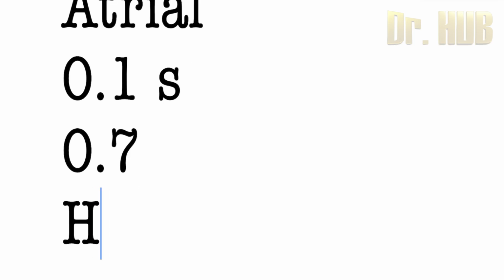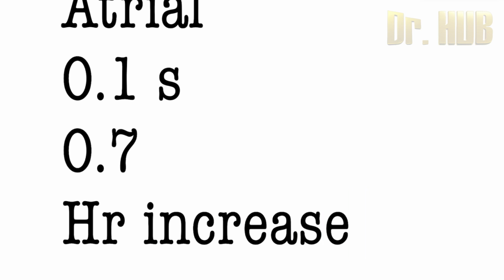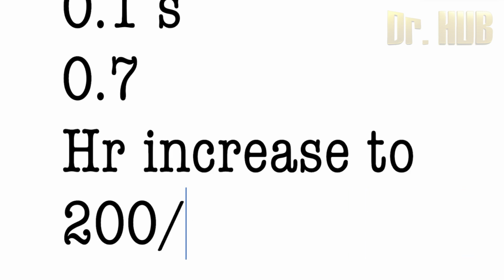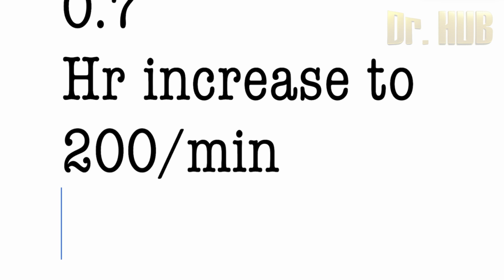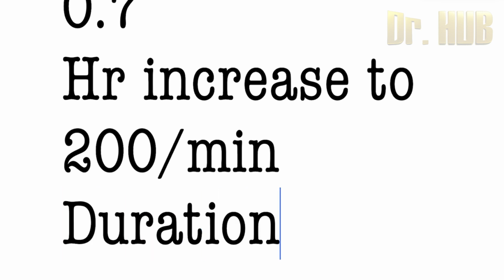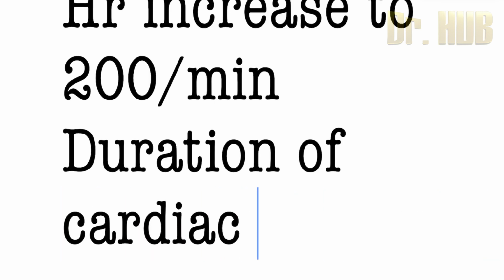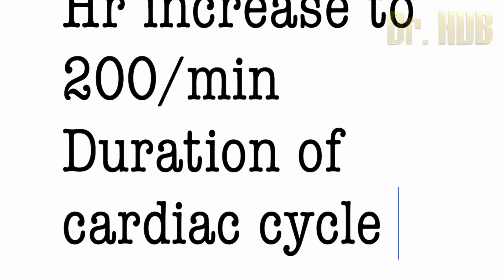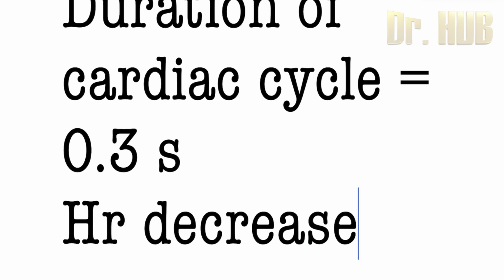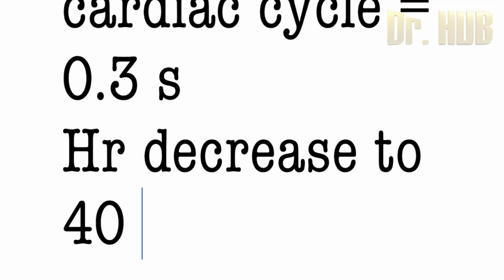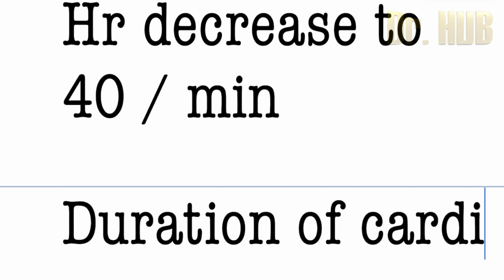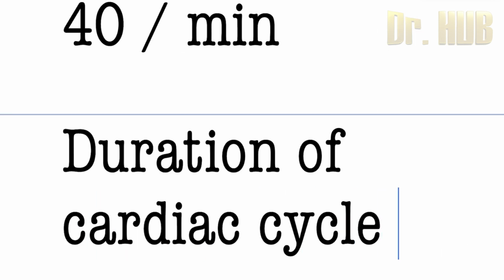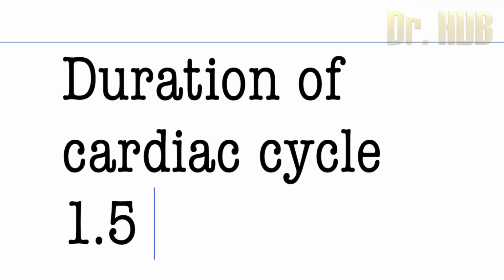So when the heart rate increases to about 200 per minute, the duration of this cardiac cycle will be equal to 0.3 seconds. Next is when the heart rate decreases. When the heart rate decreases to 40 per minute, the duration of the cardiac cycle will be nothing but 1.5 seconds.